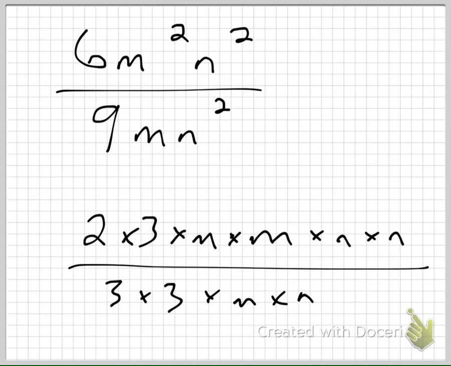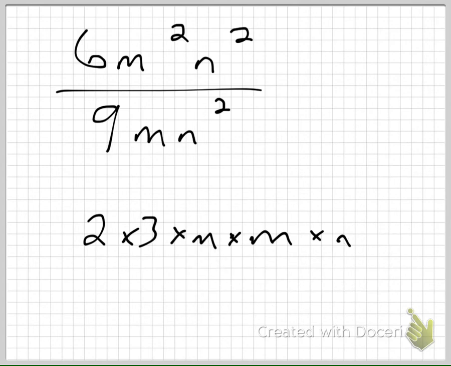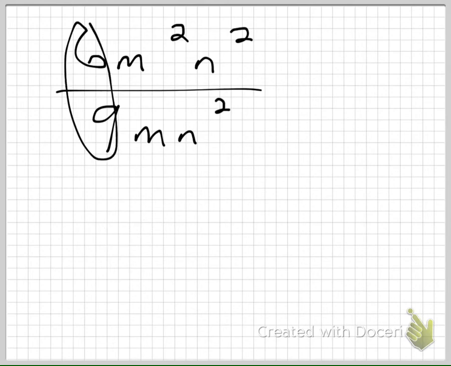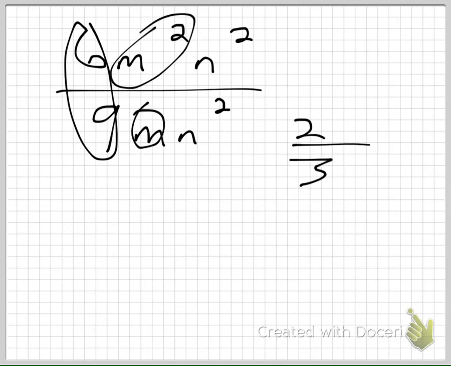I don't think you need to do that. What you can do is this. As long as you can do that in your head, you can go: okay, I have 6 over 9. That reduces to 2/3. And then I have 2 m's on top and 1 m on the bottom. When I reduce this, what's that leave me with? An m on the top.